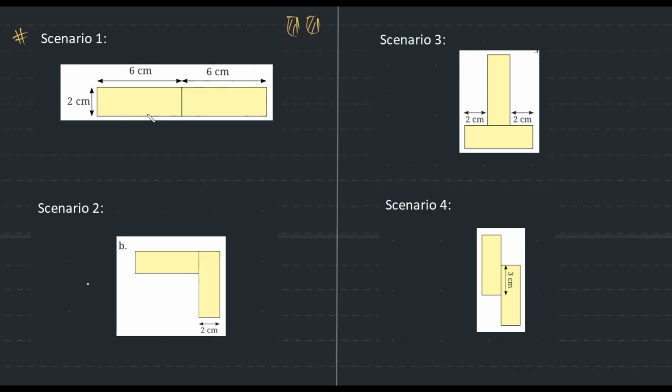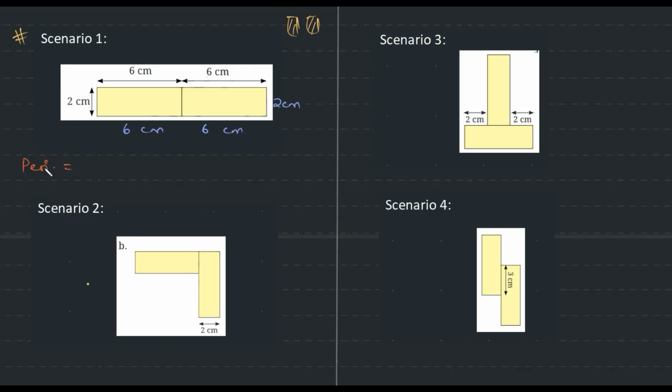Now, how do you figure out the perimeter? First thing is, let me finalize the side lengths. This is 6, this is 6, this is 2. So this also will be 2. This also will be 6 and this also will be 6. So perimeter of this structure is sum of all the sides. So just add them up.